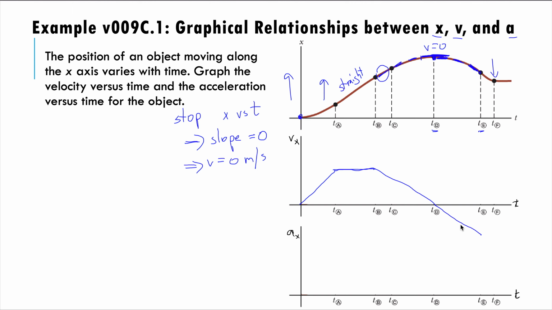It shows a negative velocity because we're below the origin here. And it has a negative slope, which means negative acceleration, combined with a negative velocity means that you're speeding up. So this one here means slowing down, but this line here means speeding up.